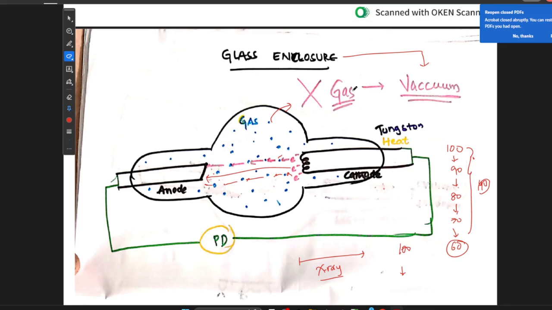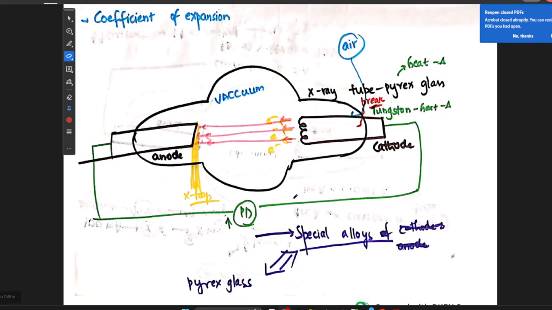Then the cathode. This is the cathode, this is the anode, and this is the X-ray tube. The X-ray tube and the cathode or anode are in contact at a certain point. If you see, the connecting wires of the cathode are sealed into the glass wall of the X-ray tube.